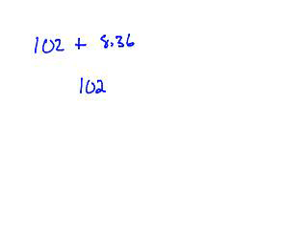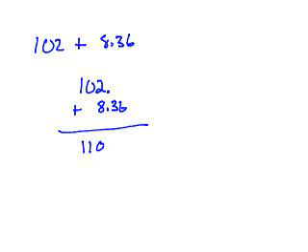What about this whole addition and subtraction? What if I take 102 plus 8.36? So it's 102 plus, I'm going to line it up, 8.36. Well, that's 110.36. That's what my calculator says.